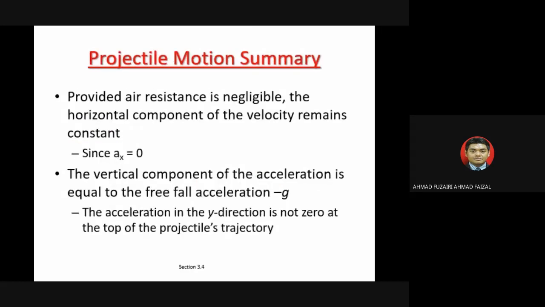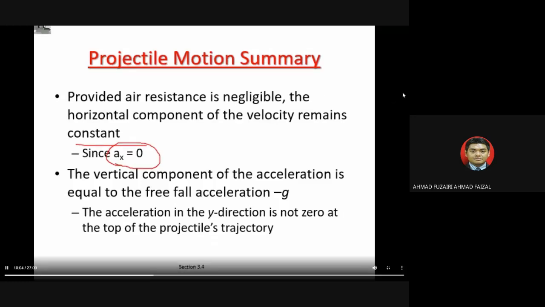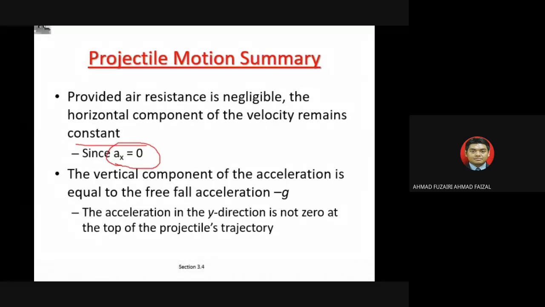In summary, provided air resistance is negligible, the horizontal component of the velocity remains constant. Therefore, ax equals 0. And the vertical component of the acceleration is equal to the free fall acceleration, therefore equal to negative g, or negative gravity. And the acceleration in the y direction is not zero at the top of the projectile trajectory.